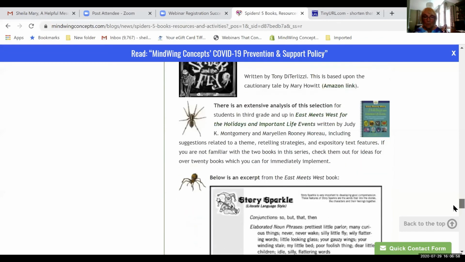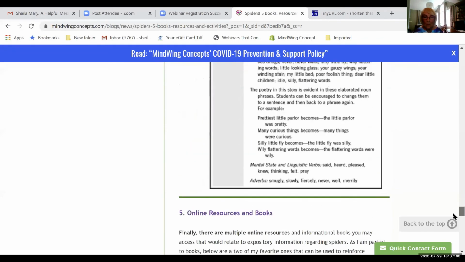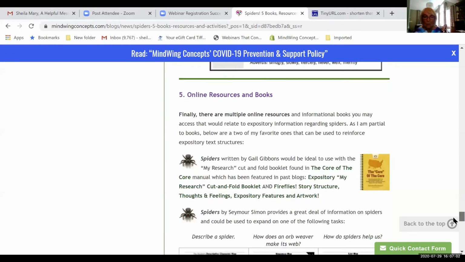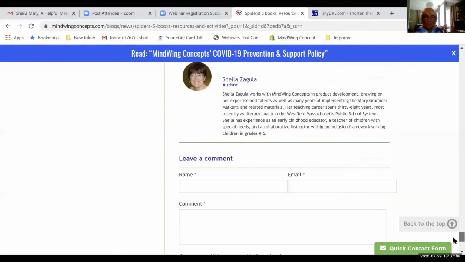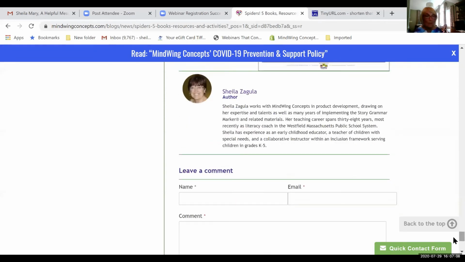And then the spider and the fly, which would be something to compare it to, and then some other online resources and books. This was done by Maryellen's sister Sheila, who was a kindergarten teacher and a special educator for 38 years. And so I thought that would relate to this for those of you looking for some other picture books that might be of interest.